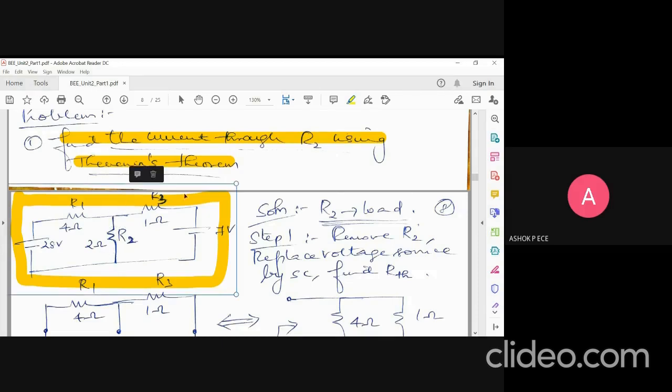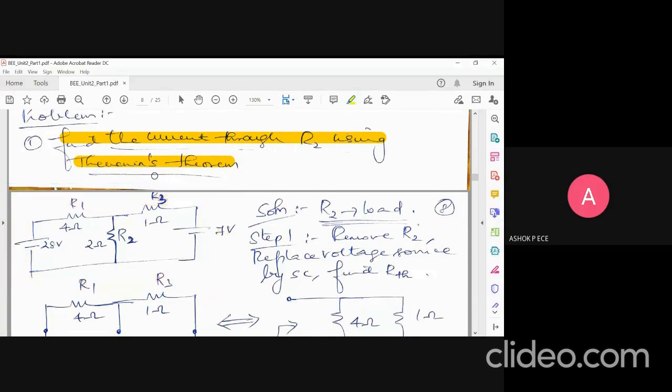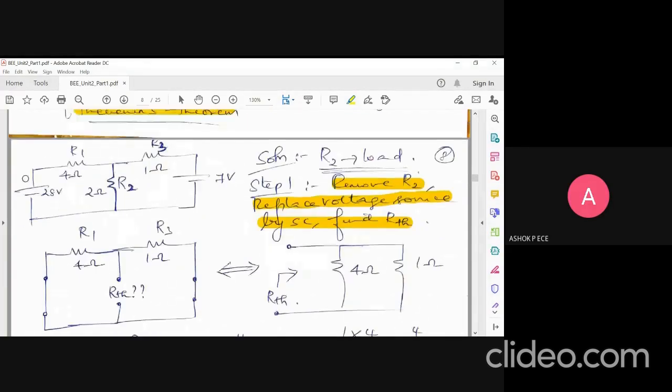So the component to be removed here is what? R2. Yes. See the first step I have written. Remove R2 and replace the voltage source by short circuit and find RTH. See the diagram. I have replaced the two voltage sources by short circuit, and I have removed this R2. So this terminal is open, and I am going to find the equivalent resistance across these two terminals.